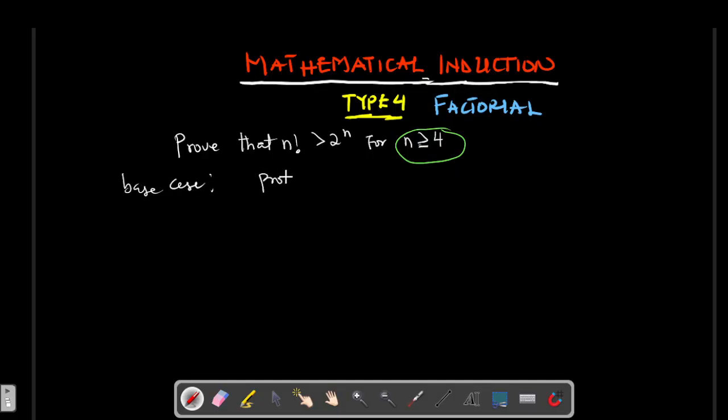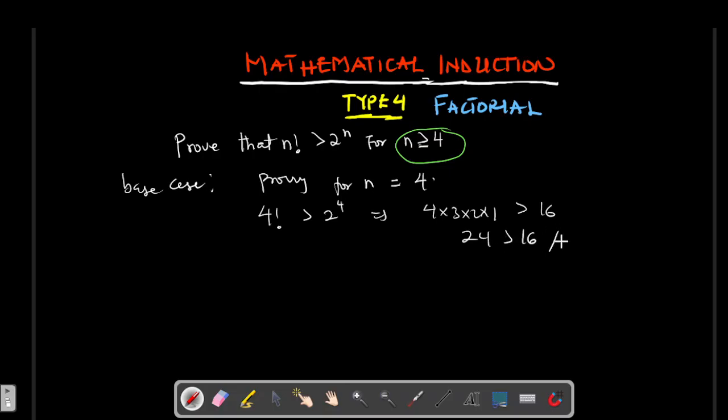So proving for n greater than or equal to 4, we can start from 4. So we're going to have 4 factorial is greater than 2 to the power 4. On my left hand side, what is 4 factorial? 4 times 3 times 2 times 1 is greater than 2 to the power 4, which is 16. So this is 12, 24, right? 24 is indeed greater than 16. Our base case is true.